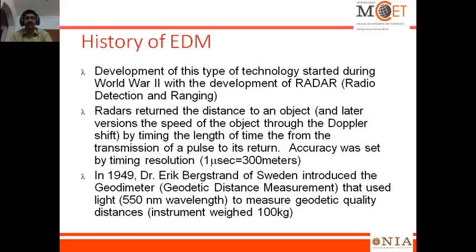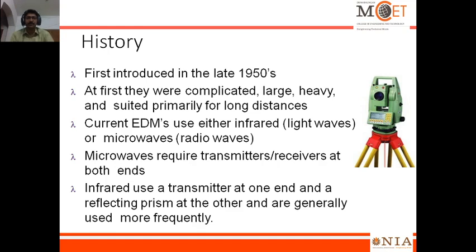In 1949, Dr. Erik Bergstrand of Sweden introduced the geodimeter, that is geodetic distance measurement, which used light of 550 nanometer wavelength to measure geodetic quality distances. The instrument weighed 100 kg. Can you imagine 100 kg? Later models were introduced in the late 1950s. At first they were complicated, large, heavy, and suited primarily for long distances.